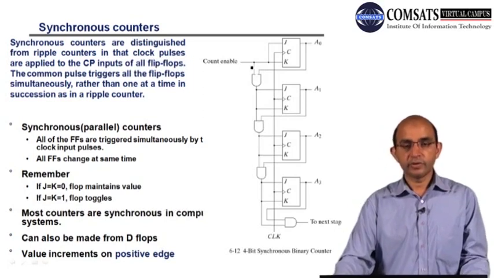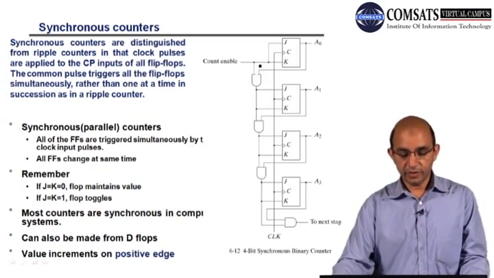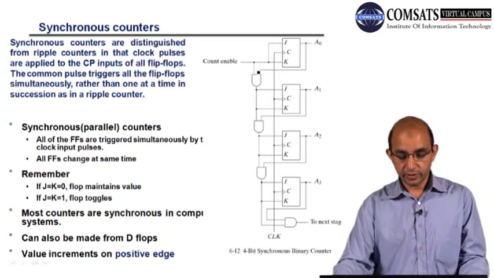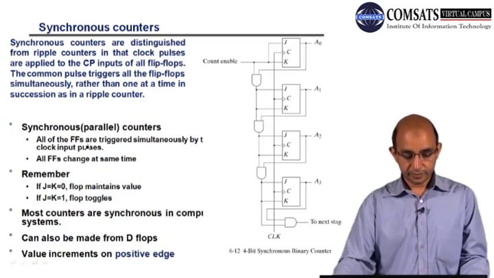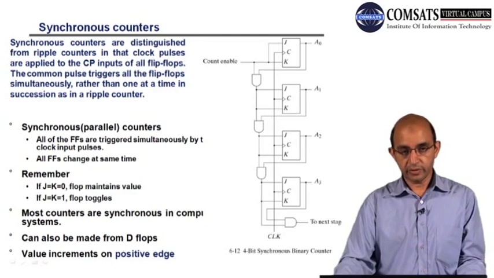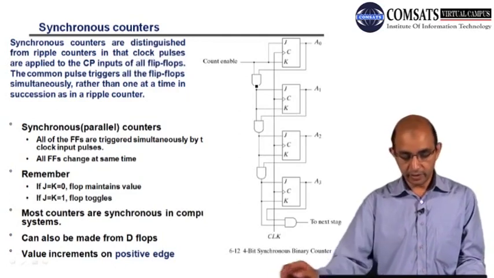Over here you can also see the combinational circuitry. Here you can see count enable, and this is the output A0, the output of the least significant bit flip-flop. Then this is the input for J and K. So this is the difference. And we normally call these synchronous counters parallel counters.